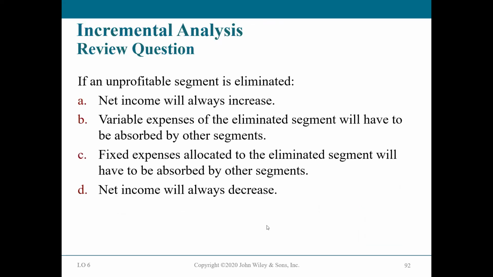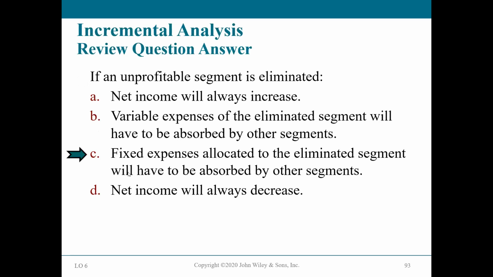So one of the last few things here then: if an unprofitable segment is eliminated, what will happen? Net income will increase. Variable expenses in the eliminated segment will have to be absorbed. Fixed costs allocated will have to be absorbed. Or net income will always decrease. Well, A, B, and D are not always correct. So C, fixed expenses allocated will have to be absorbed by other segments.